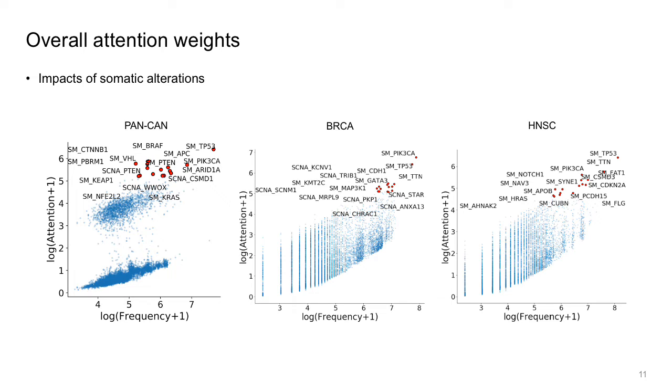However, we can still see that for a lot of mutations, although they are frequently mutated, they are not assigned a high weight, meaning that our model does not assume them to be as important as the mutations that appear in the top position of the figure. We also show the results of attention weights in different cancers such as breast cancer and head and neck cancer. And we can see that for different cancer types, these sets of most important somatic alterations are also different.